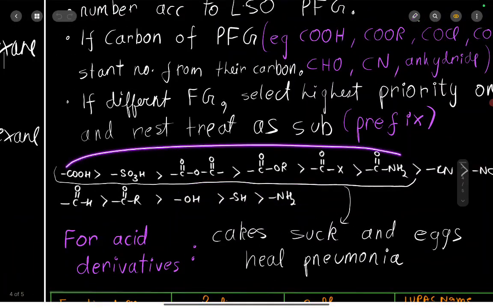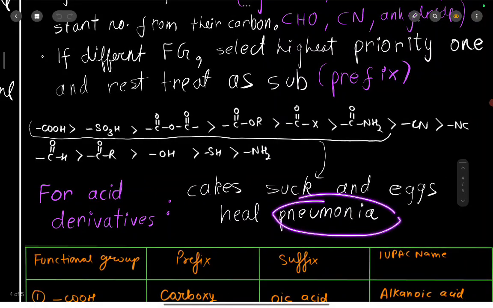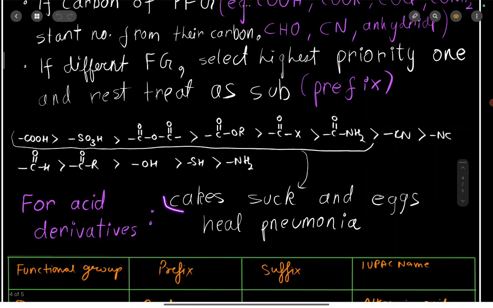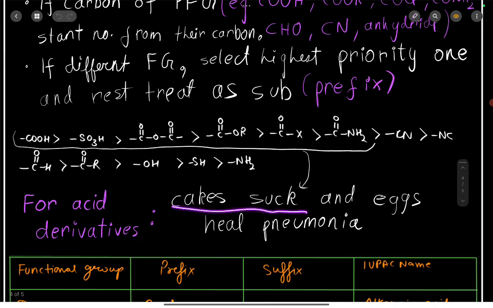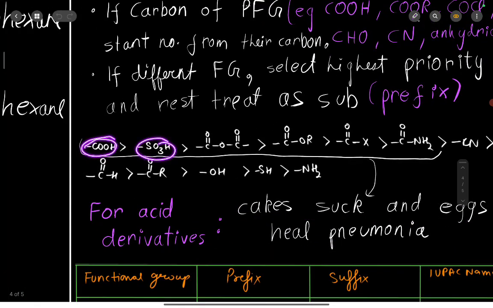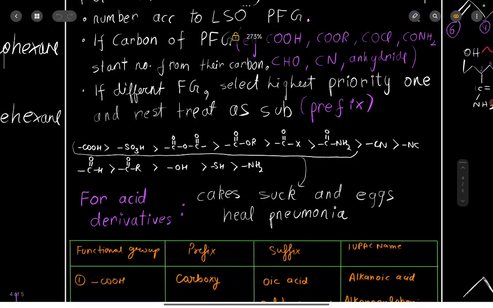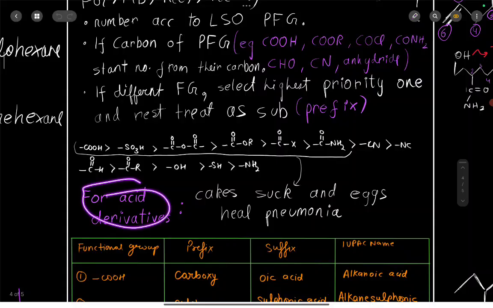But how do I remember the acid derivatives? Well, if you have ever had pneumonia, you would know that eating cake is not good to heal pneumonia. But if you are non-vegetarian, eggs can actually speed up healing from pneumonia. So cakes suck and eggs heal pneumonia. Cakes suck: anhydride; eggs: ester; heal: halide; pneumonia: from pneumonia, remember N, for amide. This is for acid derivatives.